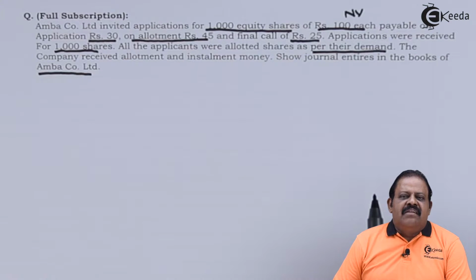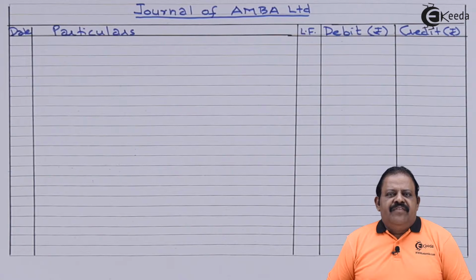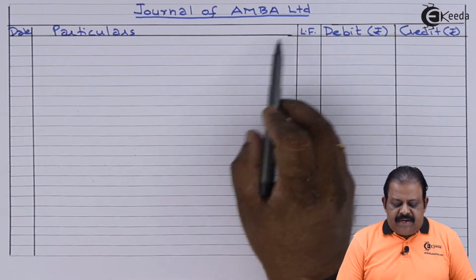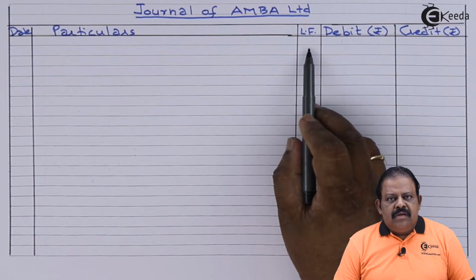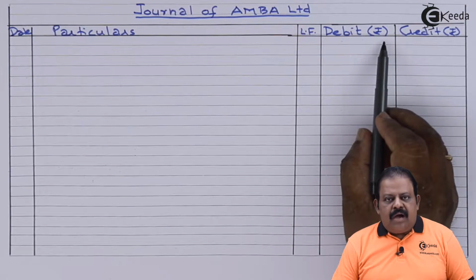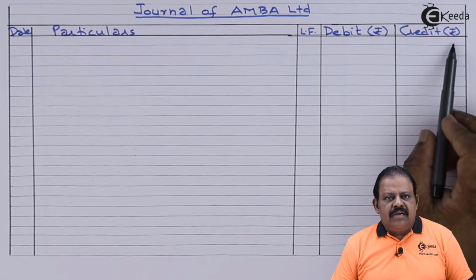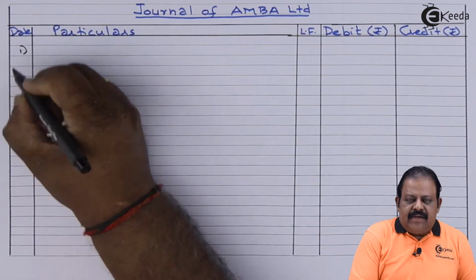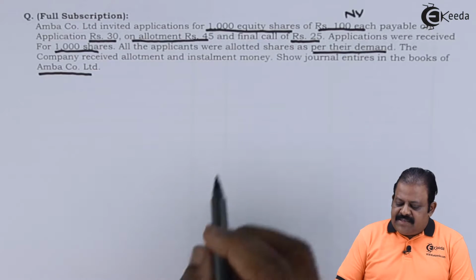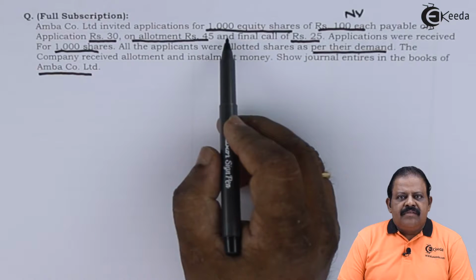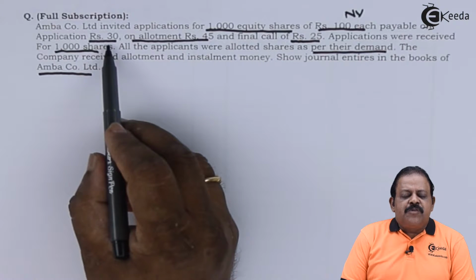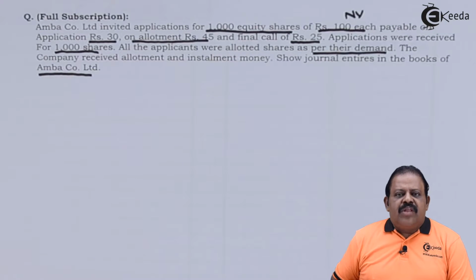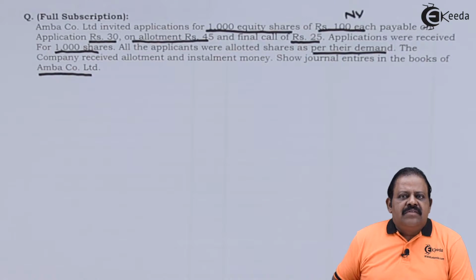Let us understand how entries are to be made. We are ready with the format. Journal of Amba Limited. Columns are like this: date, particulars, LF ledger folio, debit amount, that is debit rupees, credit rupees. Let us understand the first entry. The company has received applications for 1000 shares. With each application, they got 30 rupees per share. So the company has received the amount. So we are required to debit bank account and we are required to credit share application account.